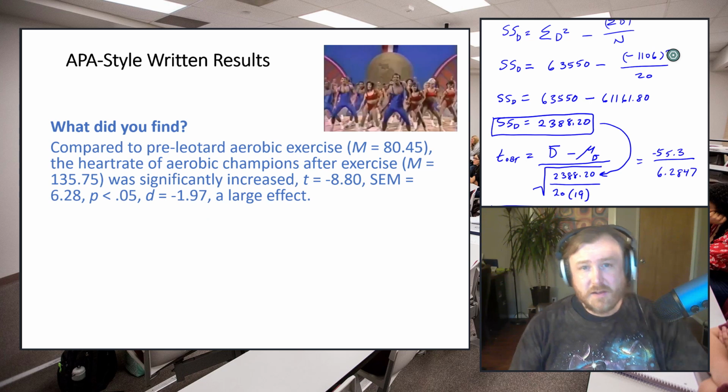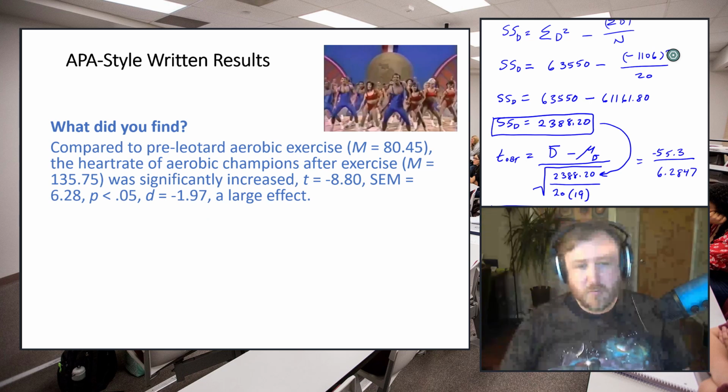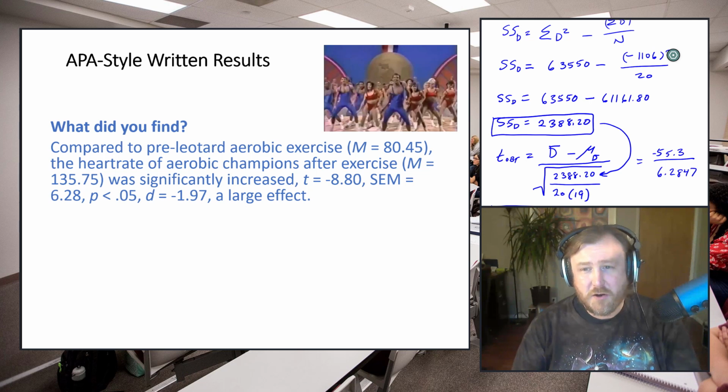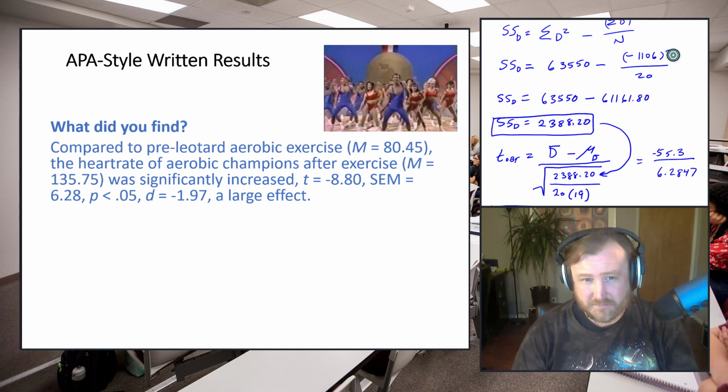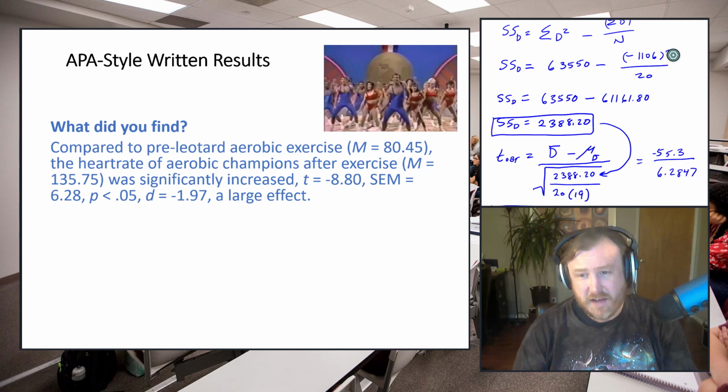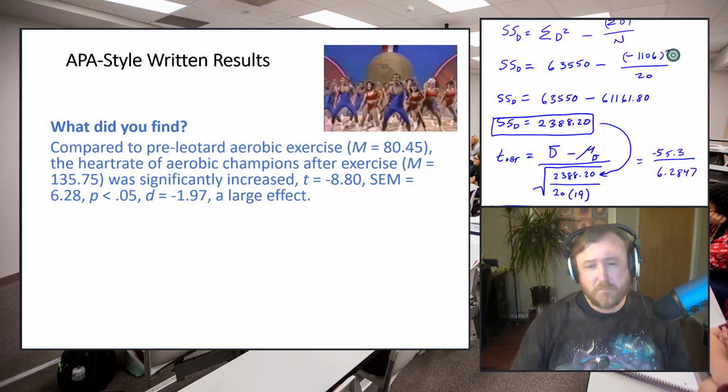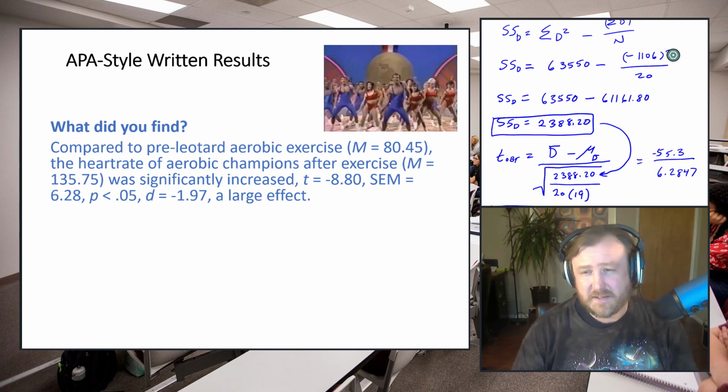Okay. So for the second part, what did you find? We say, compared to pre-leotard aerobic exercise, a mean of 8.45, the heart rate of aerobic champions after exercise, a mean of 135.75, was significantly increased. And then you report your t obtained value, which was negative 8.80. By the way, in APA style, when you're reporting a t or a standard error or a p value or a d value, you only go to 2 decimal points.